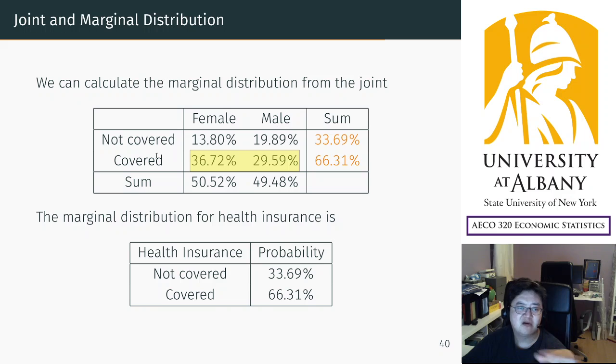And similarly, if you add these two numbers, again, you are adding the probabilities of female covered and the male covered. So in the end, the sum equals the probability of those who are covered, regardless of gender. Therefore, you have these two probabilities after throwing away the information about gender. So these two numbers do not include any information about gender. So this is the marginal distribution for health insurance. Take these two numbers and write that as a 2x1 probability distribution table.